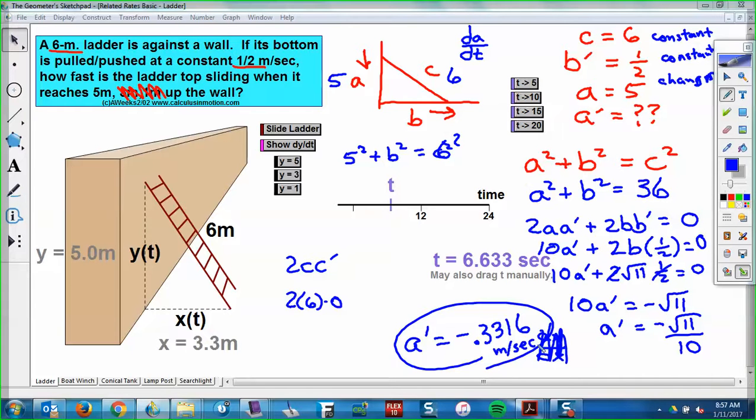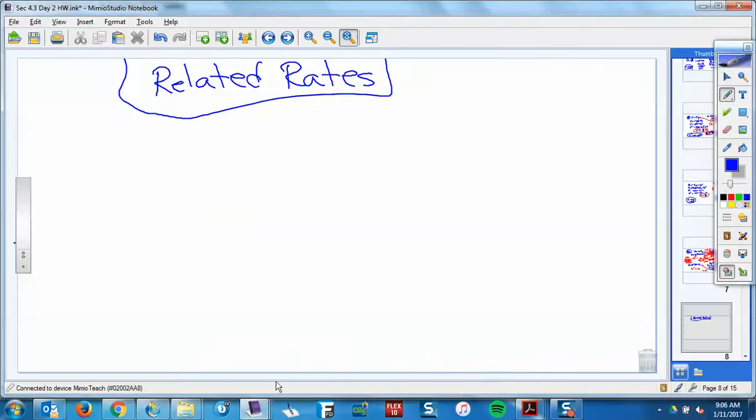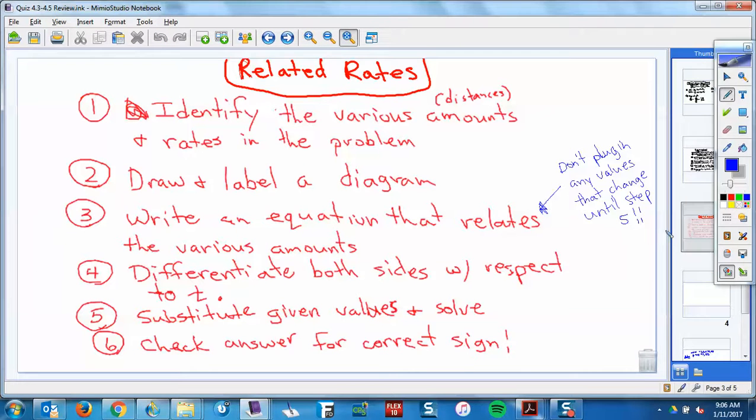second. So, Emily, the quick answer to your question is, in these problems, you're going to do a prime on every letter that's in the problem, because it's always with respect to t. I don't think t will ever be in any of these problems. Okay? All right. And so, let's see if we did it right. And there they go: negative 0.332. Okay? That's what they got. All right. So let's write down our steps for our related rates here.